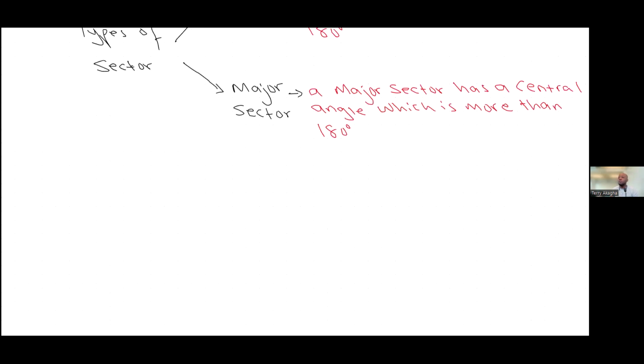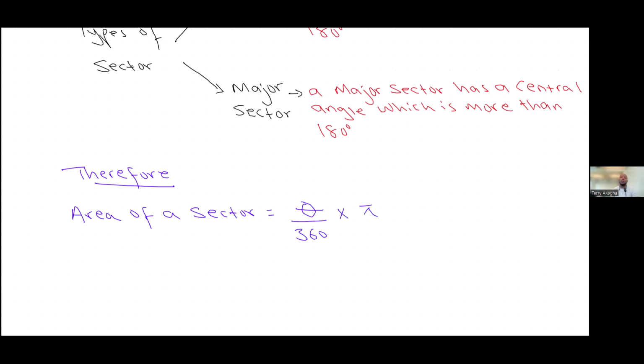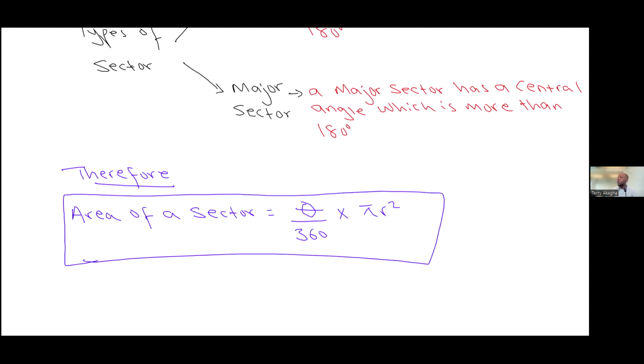So the formula for the area of a sector, like I said, is a fraction of the area of a circle. So the area of a sector is equal to theta divided by 360 multiplied by the area of a circle, so pi r squared. So theta over 360 multiplied by pi r squared. This is how you find the area of a sector.